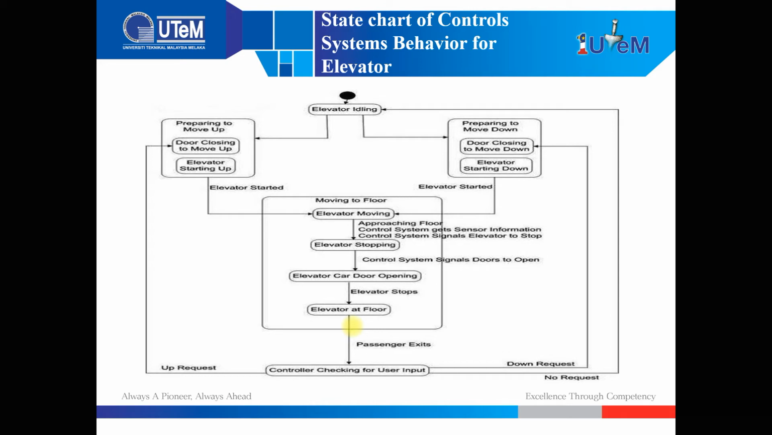So this one is the operation flowchart for the elevator. For example, the right hand side and the left hand side, either preparing to move down or move up. The center one is the moving to floor mechanism, elevator moving and then the stop. Approaching the floor, then the sensor detected and the elevator stops. After the elevator stops, the elevator car door opens and then elevator at floor. During this time, this is the cycle where the passengers will exit. And then the controller checks for user input, either new passengers or no passengers. If there are new passengers, the passenger will put the input, either down request or up request. So this will be a continuous operation cycle.